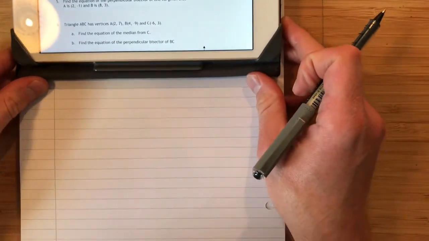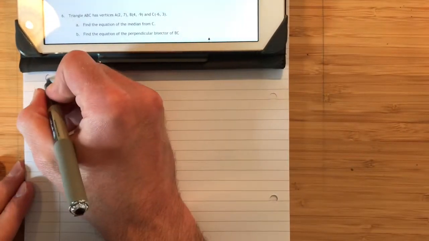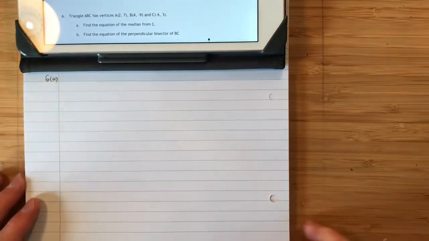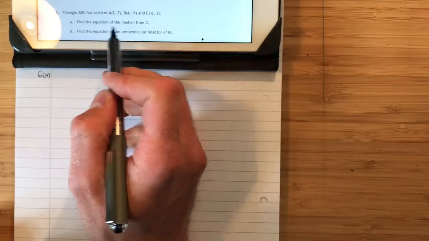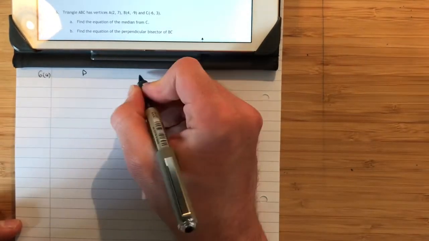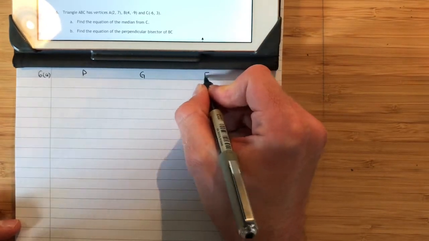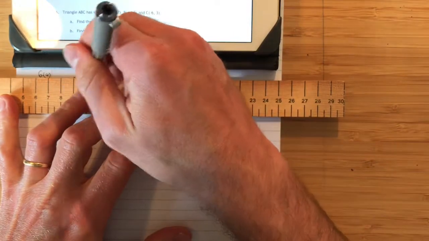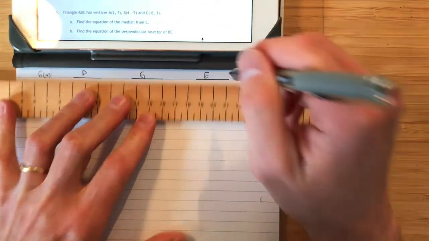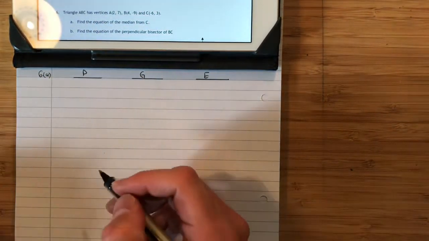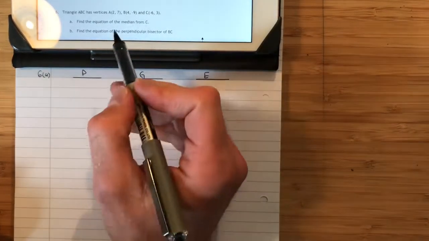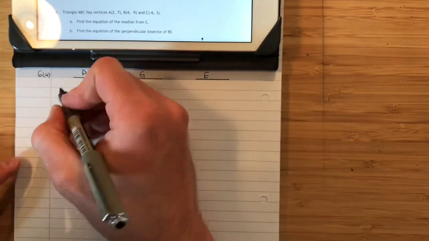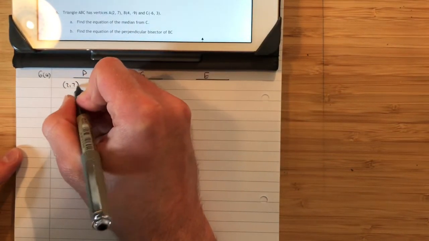Question number 6. We've got a couple of parts to this question, so let's write 6a. Triangle ABC is given, and so on. Find the equation of the median from C. Find the equation. Point, gradient, equation. The median from C. The median goes to the midpoint of the opposite side. The opposite side from C is AB, so I want the midpoint of that opposite side.